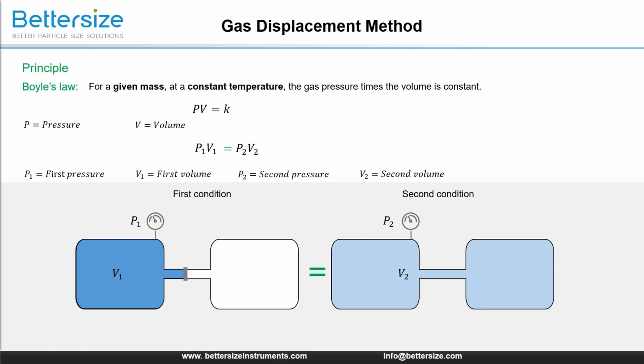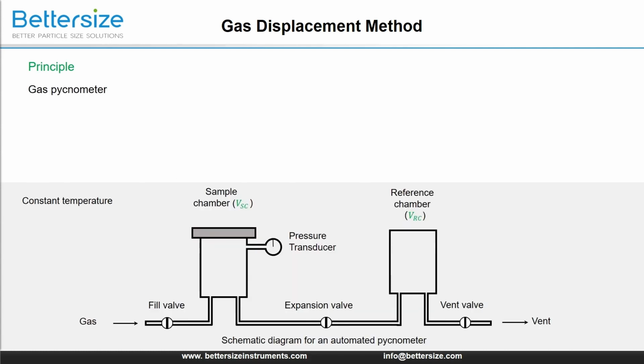With this understanding, come to a real pycnometer gas system. As shown in the diagram, this system consists of two chambers, the sample chamber and the reference chamber, both with an extremely precise and known volume. A pressure transducer is located in the sample chamber to measure pressure changes. Additionally, the system is also equipped with three valves, a fill valve, an expansion valve, and a vent valve, that are used sequentially to regulate the flow of gas through the system.